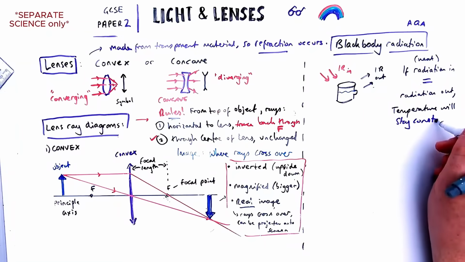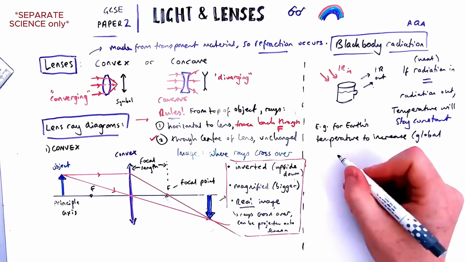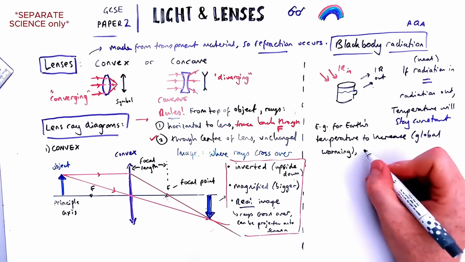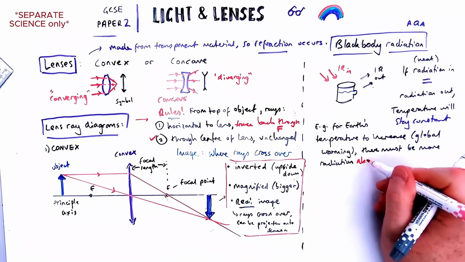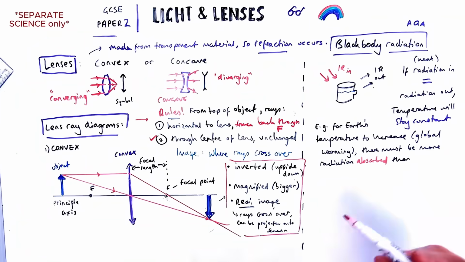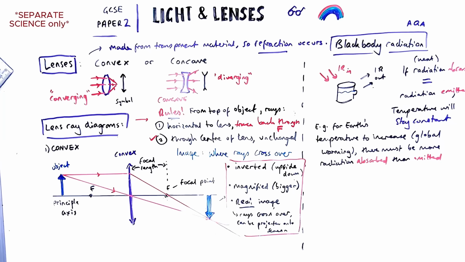Now, this can be applied to things like planet Earth. So for the Earth's temperature to increase, and this is basically the basics of how global warming works, there must be more radiation being absorbed than there is emitted. And instead of saying radiation or waves come in and go out, we should be using those key terms. They're really important. So for example, for my cup of water or tea earlier, we'll say radiation absorbed and radiation emitted instead of in and out.